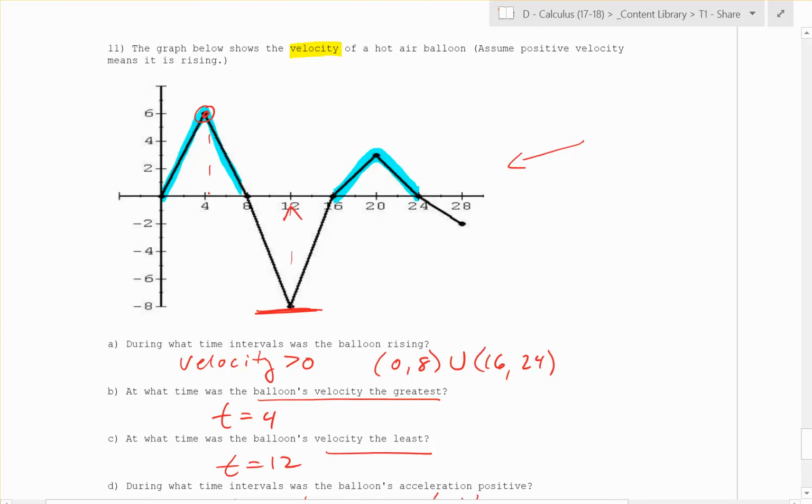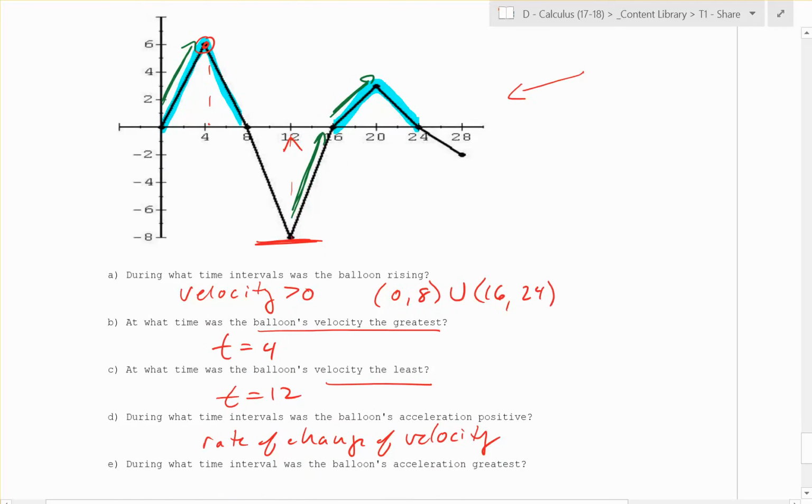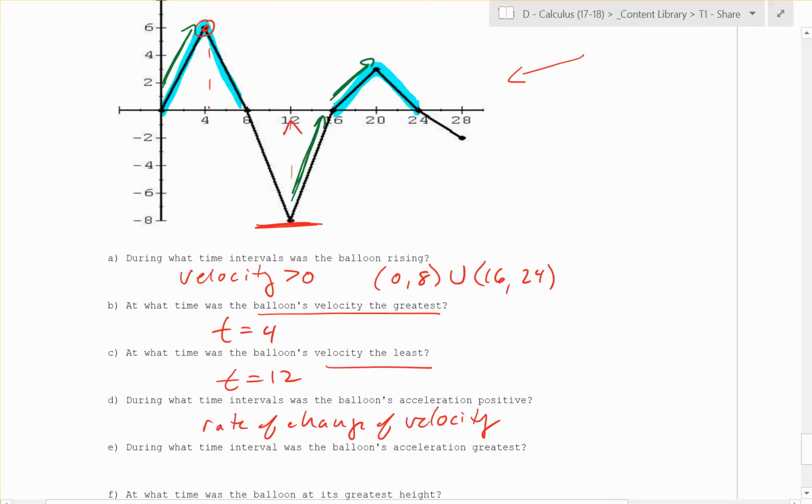So where is this increasing? Well, its velocity is positive here. It's going up. Its velocity is positive there. It's going up, and there. Everywhere else, the rate of change of velocity is negative. So where is that happening? That's happening from 0 to 4 and from 12 all the way to 20. It's not 16, 12 to 20.